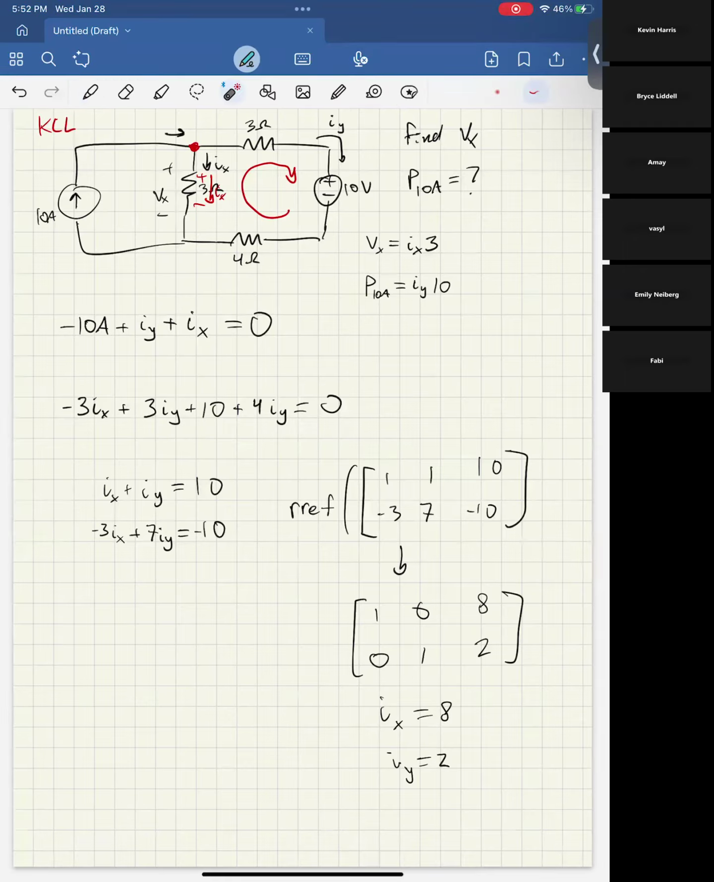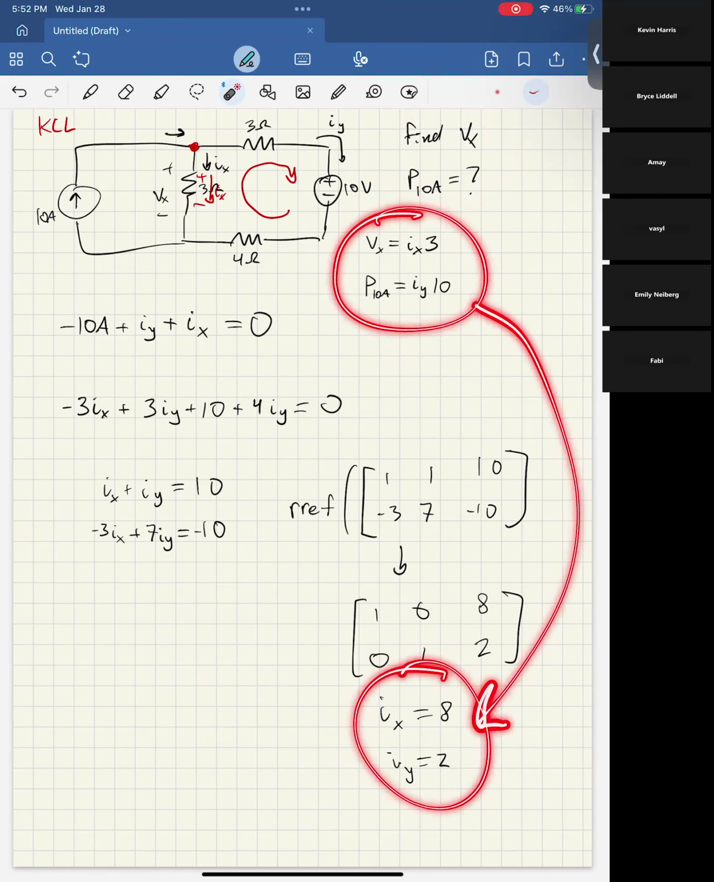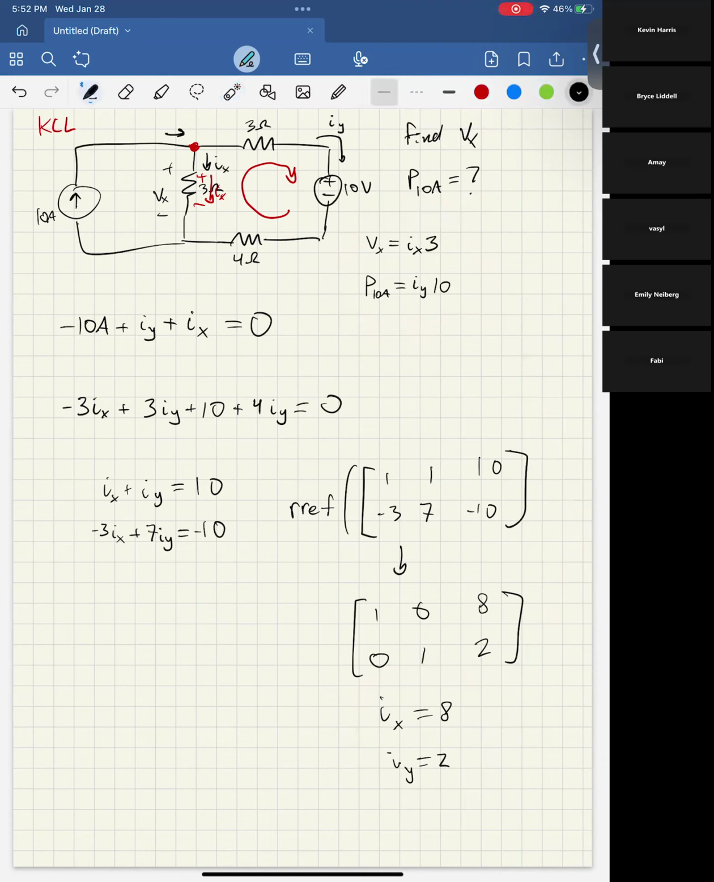Okay, now let's remember, why were we finding these in the first place? Because the question asked us to find these two things, and those two things are defined in terms of our currents, right? So now we have to go back and plug these in. So we had VX equals IX times 3. So it's going to be 8 times 3, and that is 24 volts. Always make sure you remember your units. If you don't, you will get points counted off.